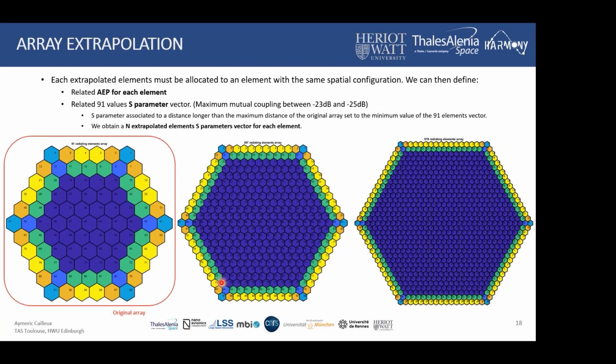And we do the same if we increase the size of the array again and again. Then once we have this allocation of base, we can assign a specific active element pattern, and we can assign a specific S parameter matrix. Well, for the S parameters that are assigned to a larger distance than what we have with the 91 radiating elements, we just put them at the minimum value we had. So basically, we neglect them.